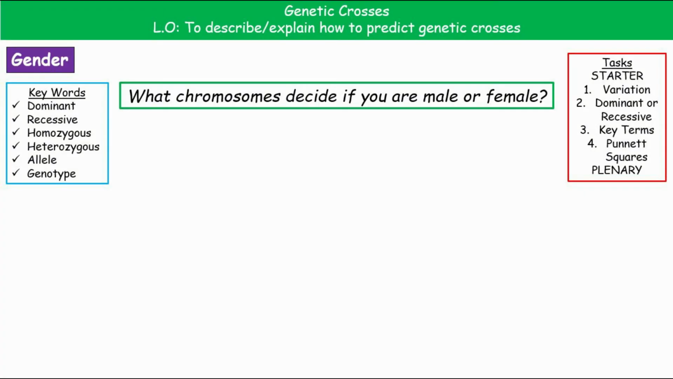So we've had a look to see how we work out the inheritance of certain characteristics, but there's one specific one we need to know about to finish off today, which is how we decide if you're male or female. So see if you can write down what chromosomes decide if you're male or female.